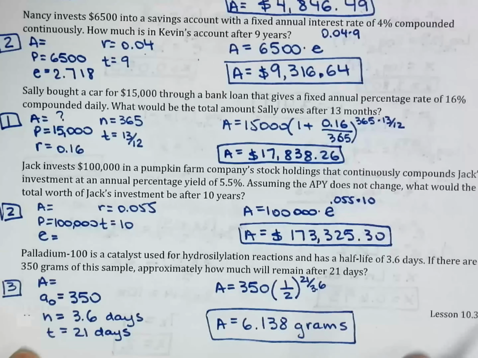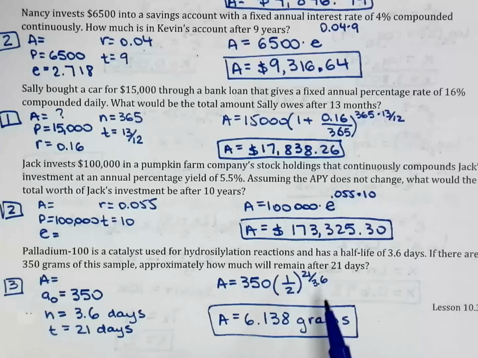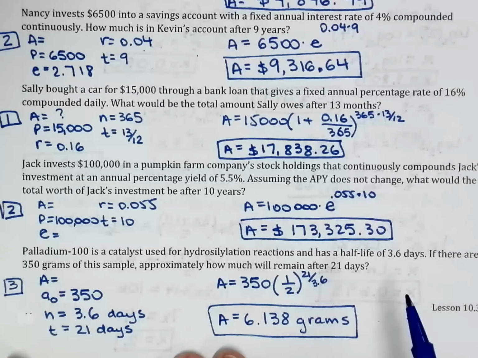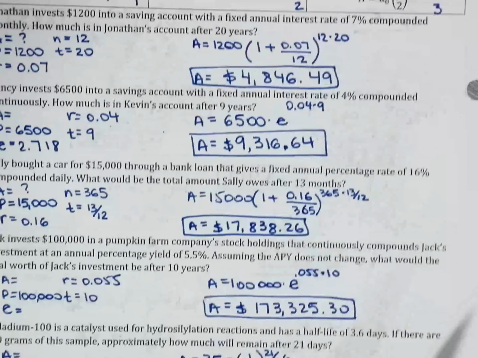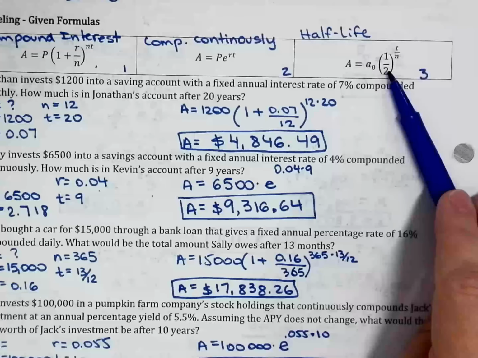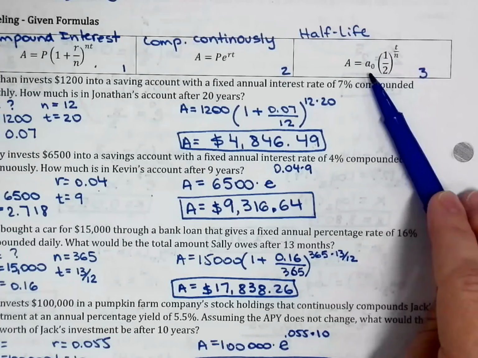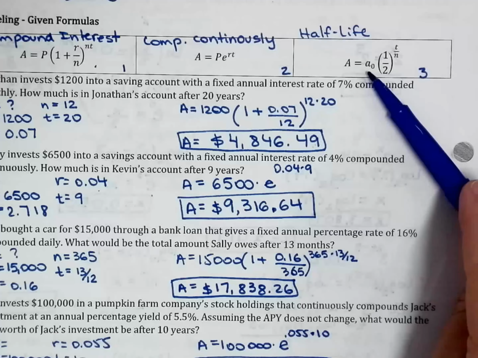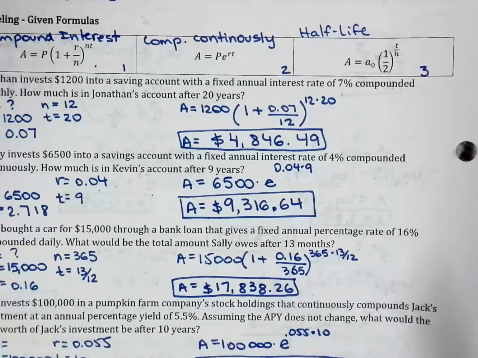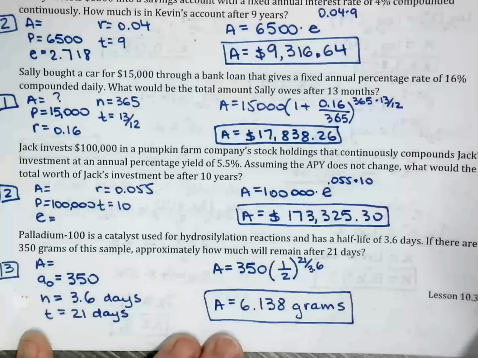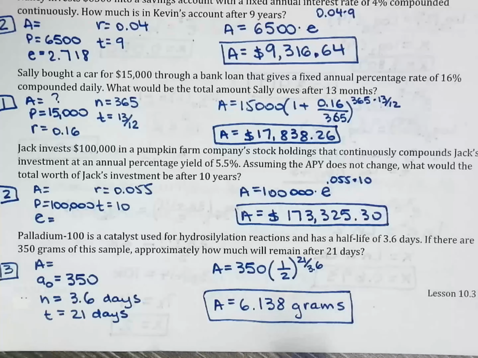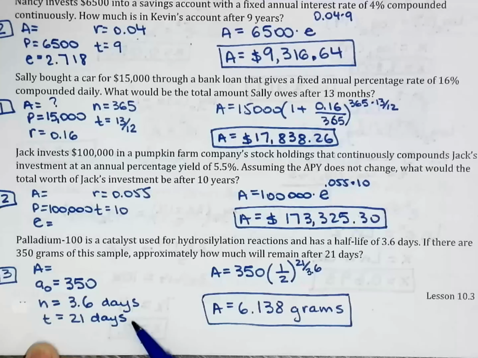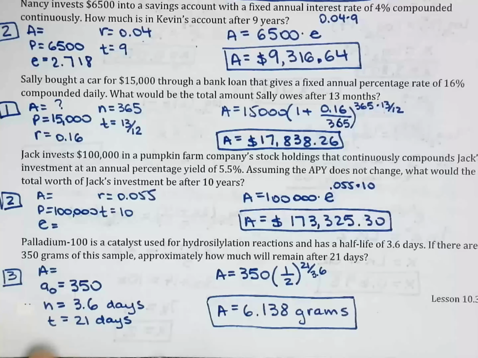Now the last one, we're doing some chemistry here, haha. It's talking about a half-life, so I'm going to choose the half-life formula, and that is this one right here. So A0 is the amount of grams for the sample, the initial amount. And T and N are pretty much the same thing. The difference is T and N, in this case, is in days. Okay, so it's not in years anymore. The third half-life formula is just a little different, but it's the same idea.